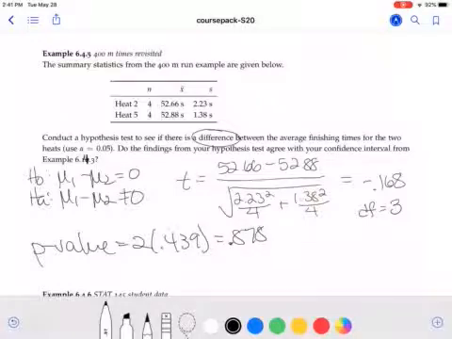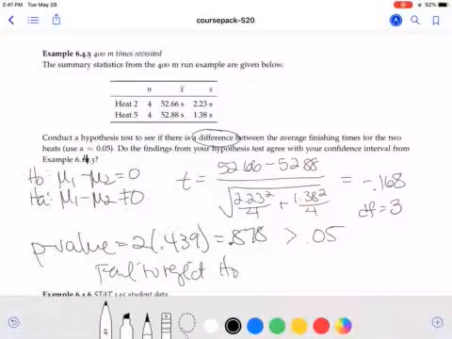So we definitely would fail to reject the null here. That's definitely greater than 0.05. So we'd fail to reject the null. And what we would say then in conclusion is that we do not have evidence of the alternative. So we do not have significant evidence of a difference in the population mean finishing times for the 2 heats.